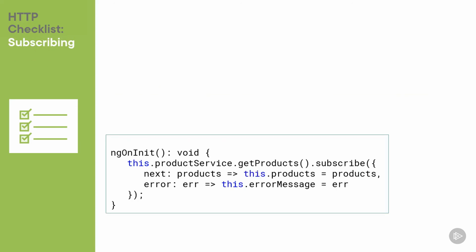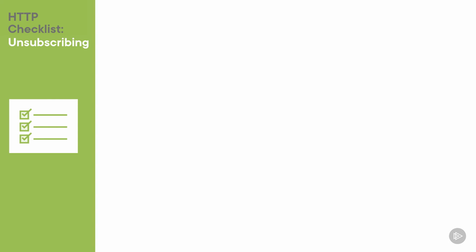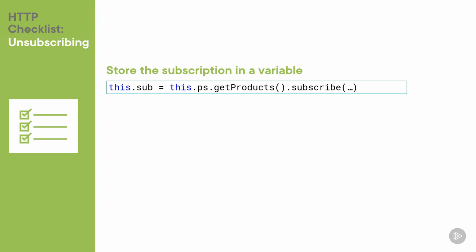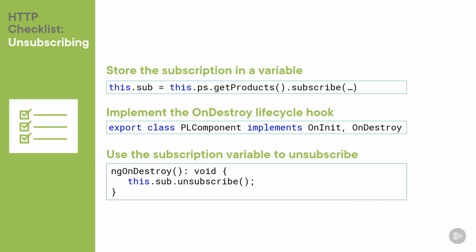In any component that needs data from a data service, call the subscribe method to subscribe to the observable. Provide a function to execute when the observable emits an item. This often assigns a property to the returned data, and if that property is bound to a template, the retrieved data appears in the view. And add an error function to handle any returned errors. The component should unsubscribe from any observable it subscribes to: store the subscription in a variable, implement the OnDestroy lifecycle hook, and use the subscription variable in the ngOnDestroy method to unsubscribe.